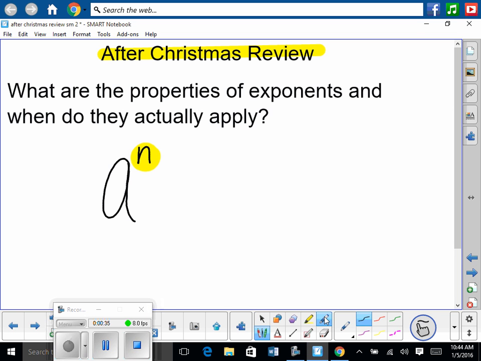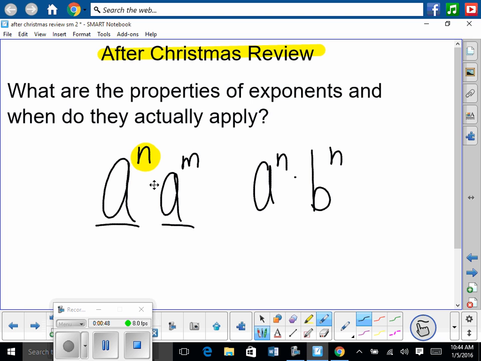So if we have a to the n and we were timesing a to the n, are those the same base? Isn't this our base? Yeah? So those are the same base. So could we do a to the n times b to the n? Do we have the same base? No. So properties of exponents don't apply here.